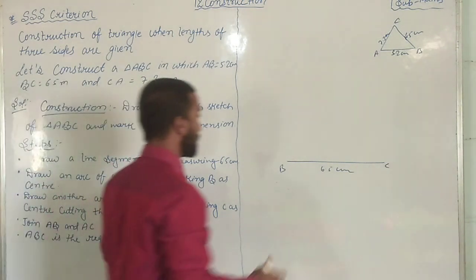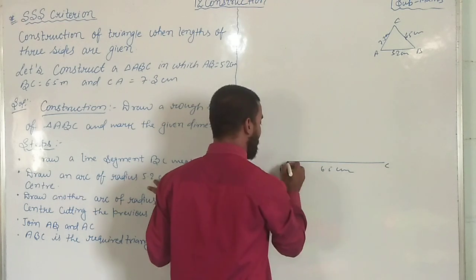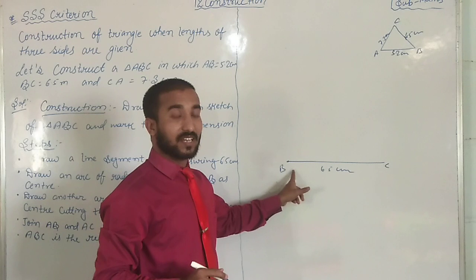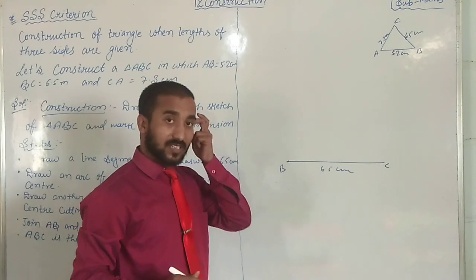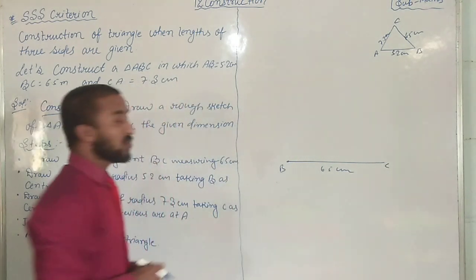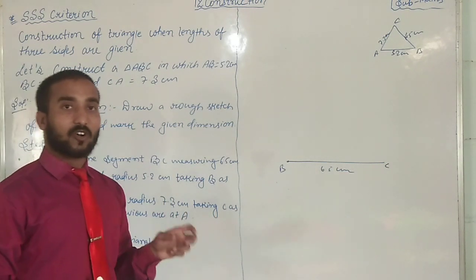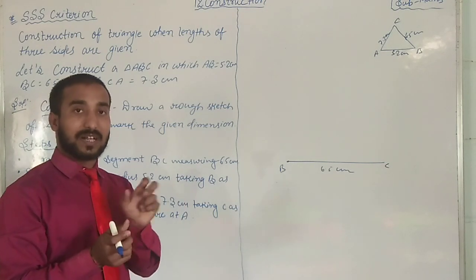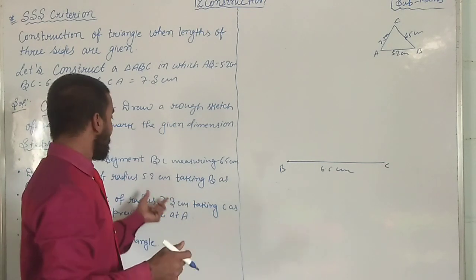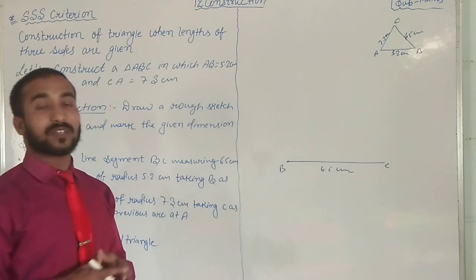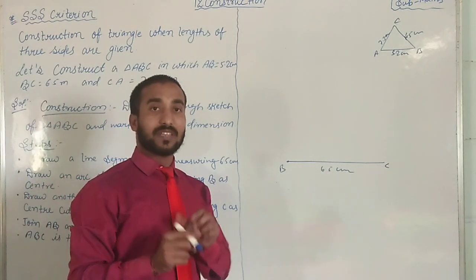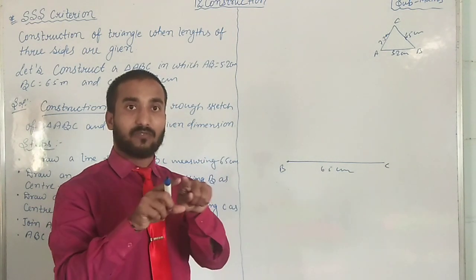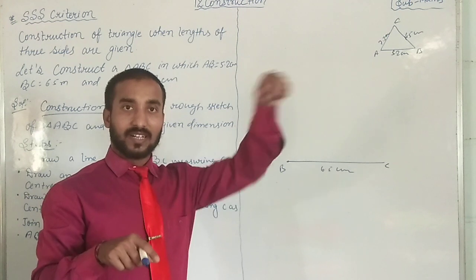Now, on this point B, you have to consider it as the center and open your compass. Keep it on a ruler and measure. Open it till 5.2 cm. It means between the pencil and the compass needle, this distance will be 5.2 cm.